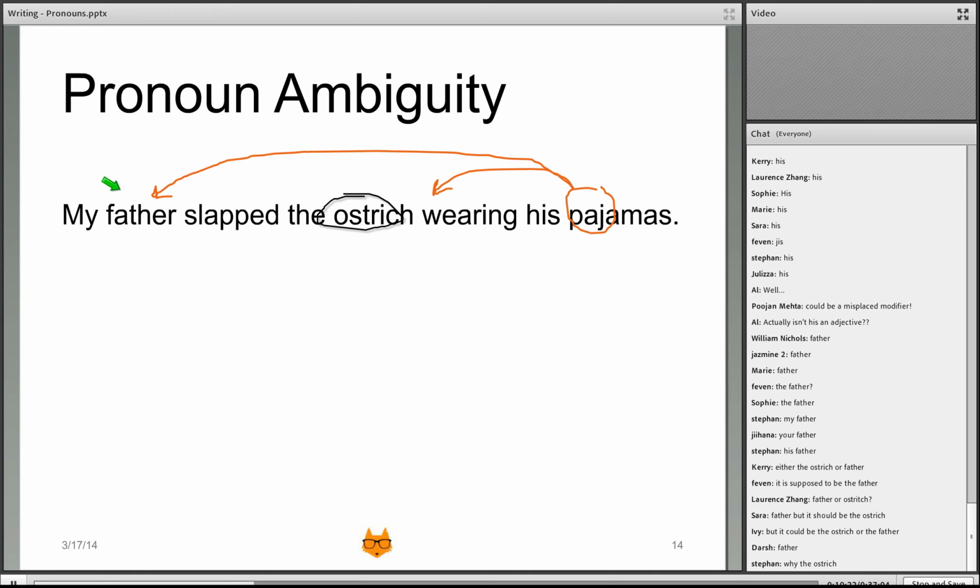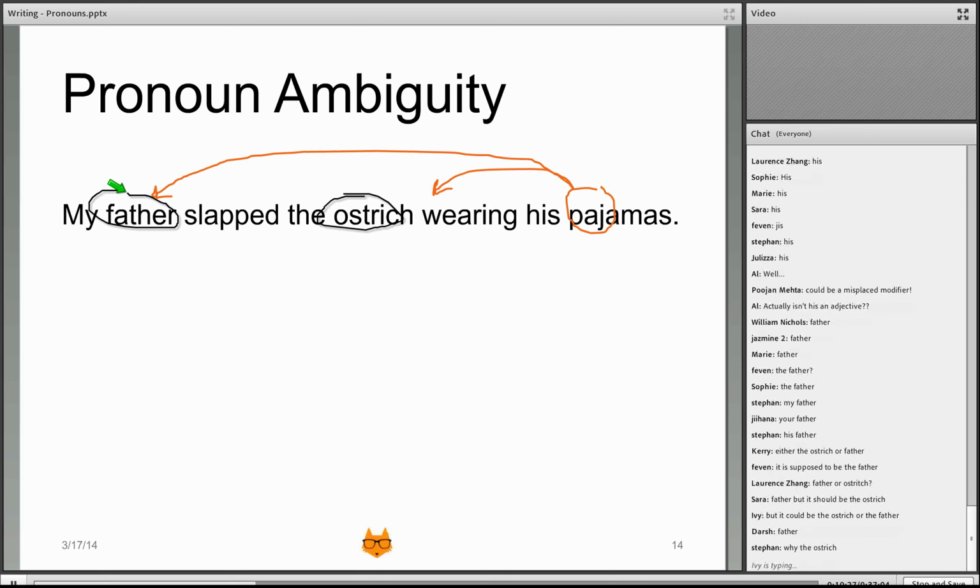So that's what we call ambiguous. So his could be referring to others, and since you don't know which one it's referring to, that is ambiguous. Is the father wearing pajamas, or is the ostrich wearing pajamas? And we don't know which is which.